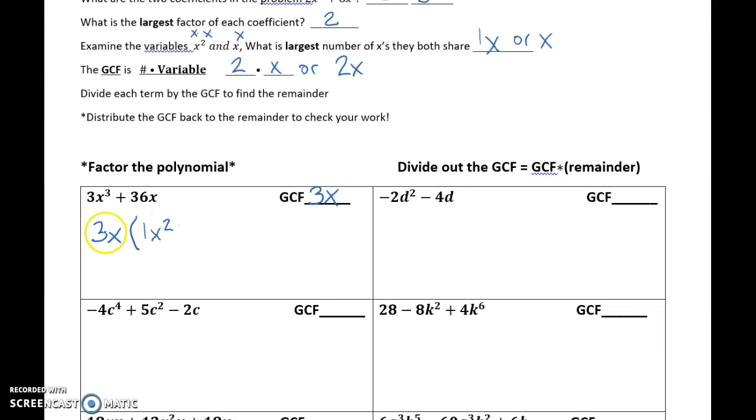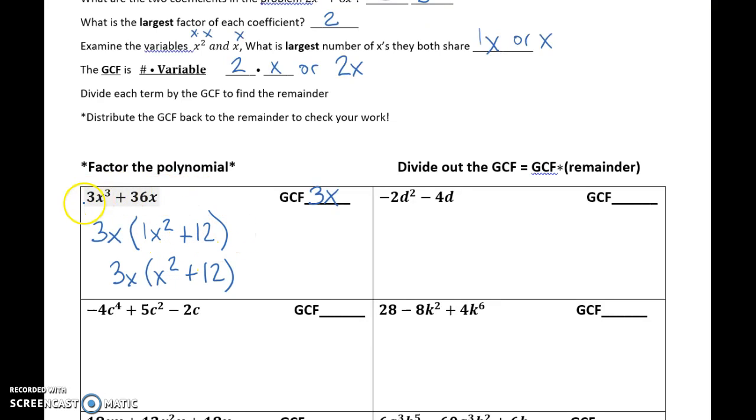Before I move on, I always check by distributing. 3 times 1 is 3. x times x squared is x to the third. Sweet. Okay, and then I'm going to be adding here because everything's positive. So then I do 36 divided by 3 is 12. x divided by x is 1. I don't need to write that 1. So that is the end. And again, to simplify that down, you do not need 1 out in front of that x squared. There's certainly nothing wrong with it being there, but you don't need it.